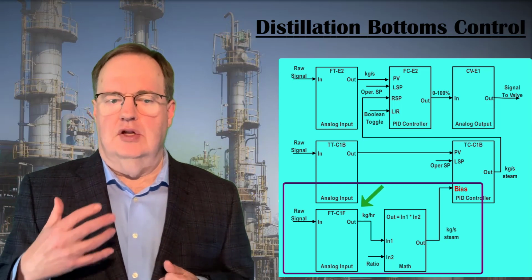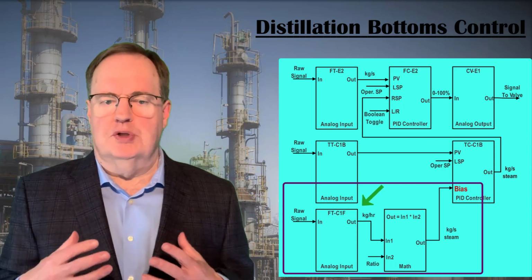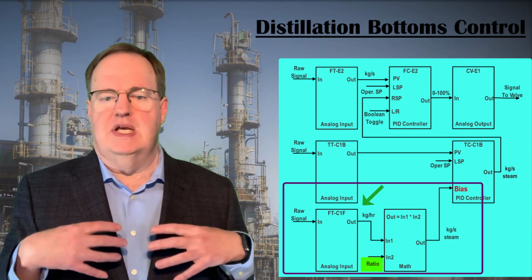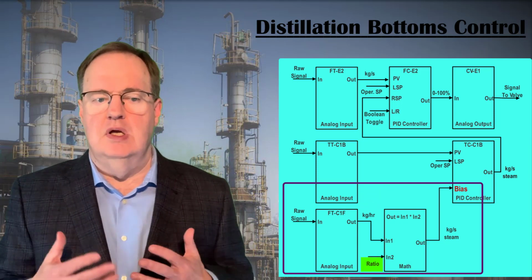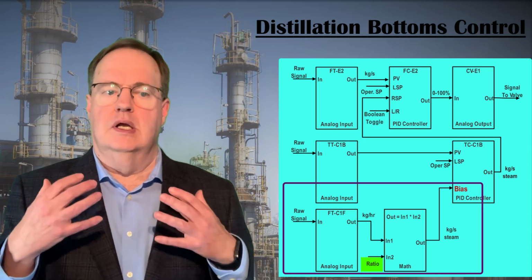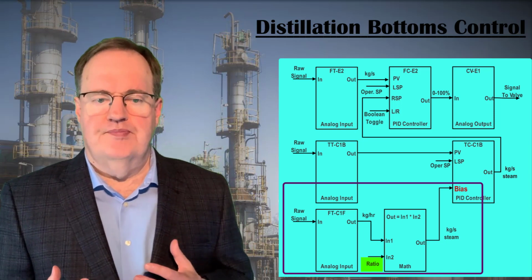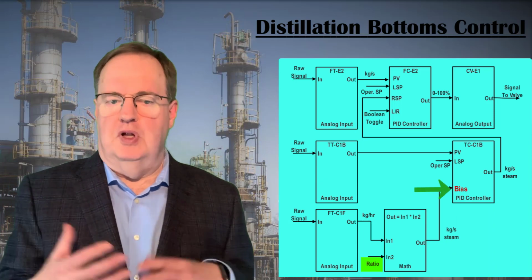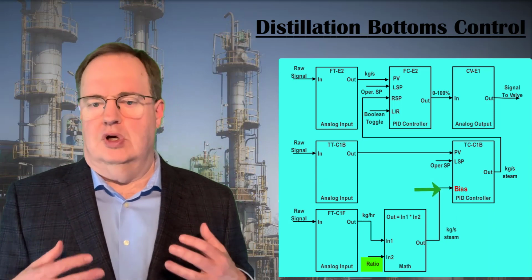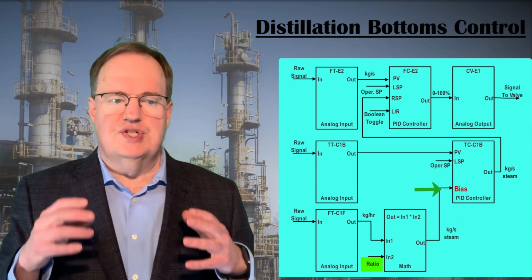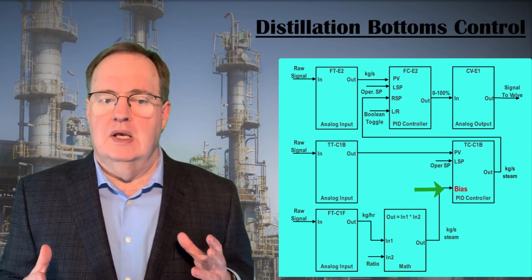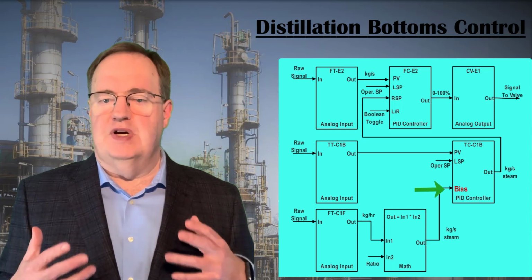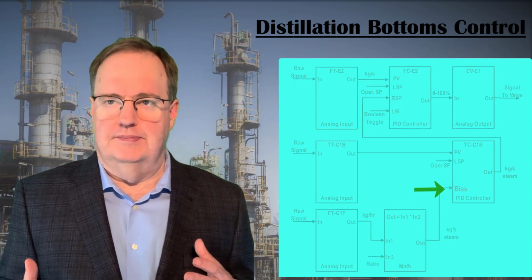Its signal in kilograms per hour is multiplied by a ratio that represents our model estimate of how many kilograms per second of steam will be needed per unit column feed. The output of that math block enters the PID controller as a bias, which does not alter the feedback math in the controller, but is simply added to the supervisory controller's output.